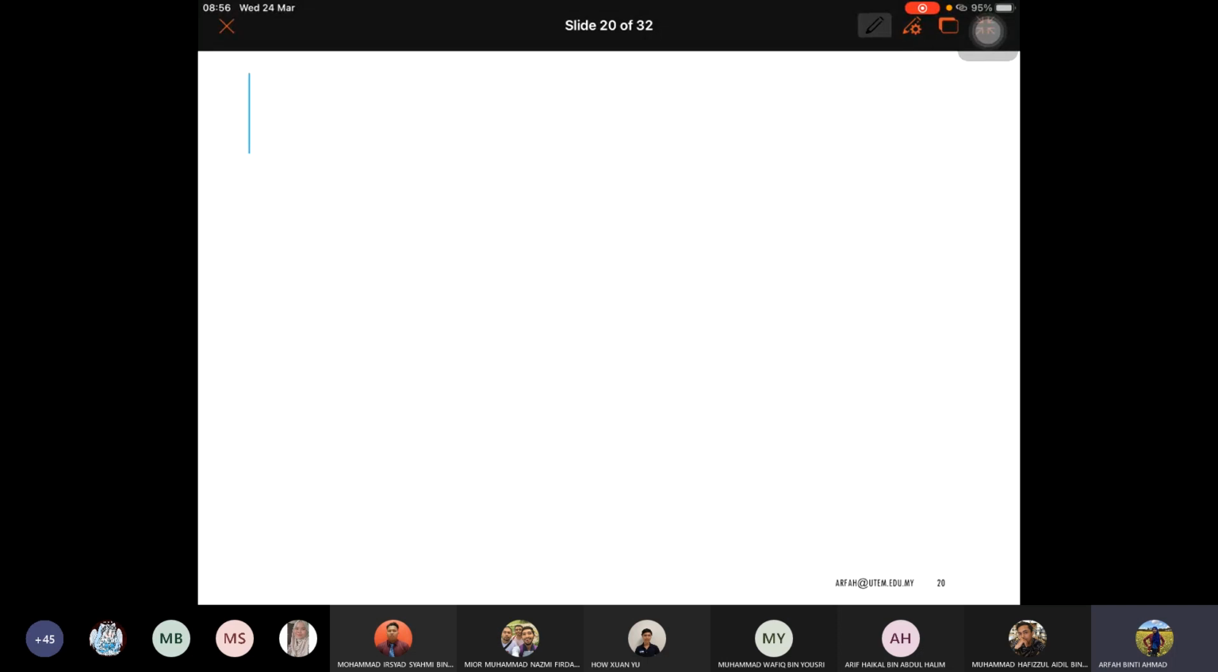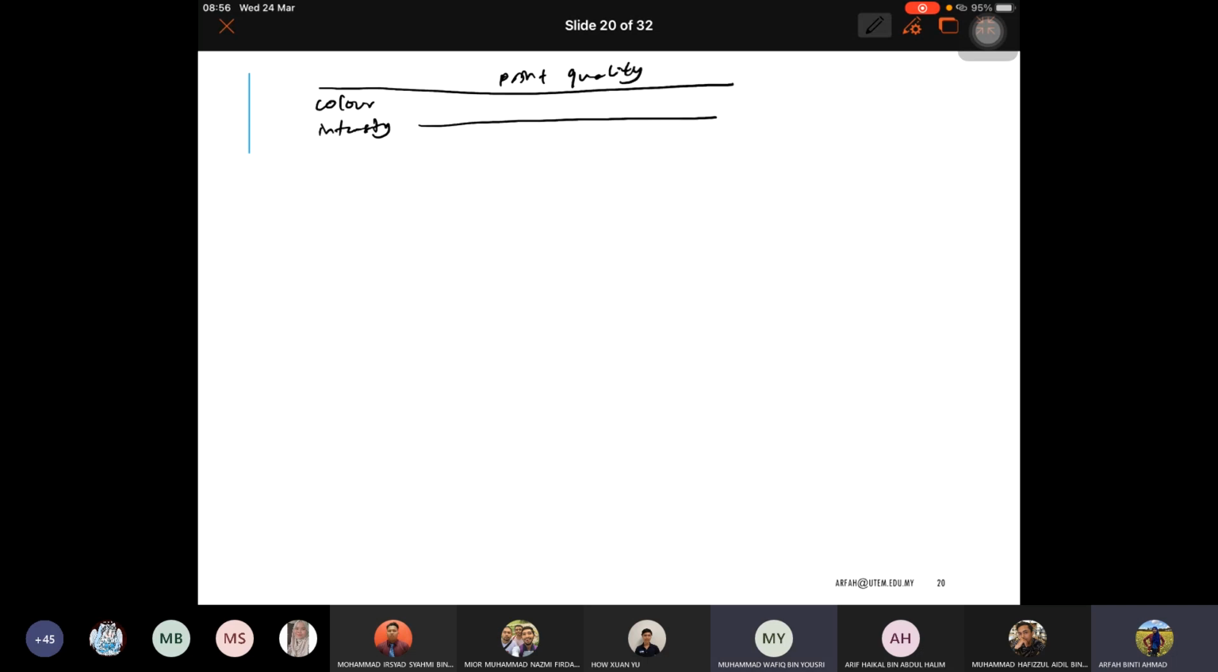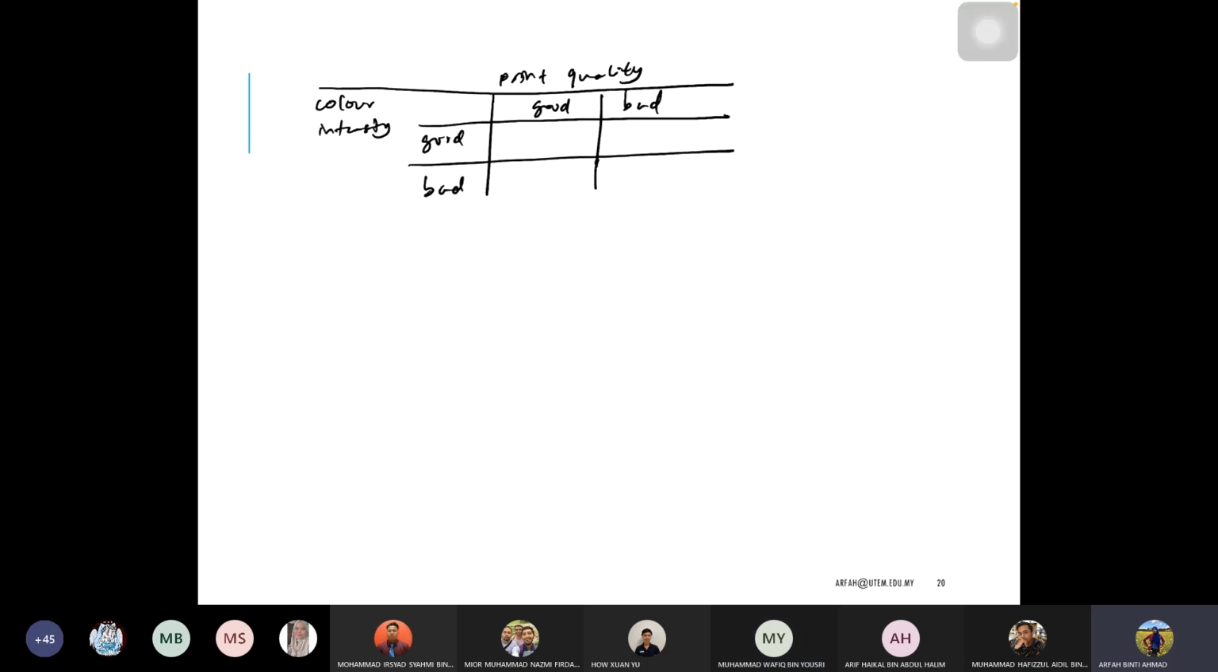So saya letak dekat dalam table baru. Color intensity. And also another one is print quality. Okay. So ada dua, good or bad. This one pun also ada dua, good or bad.